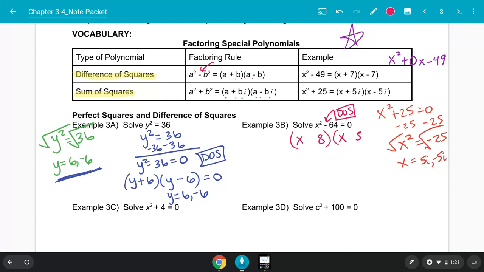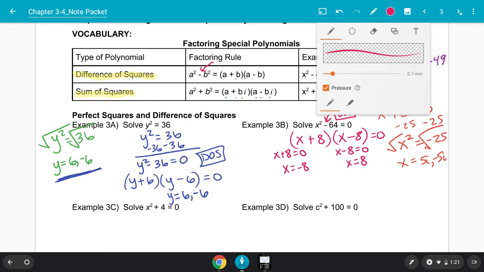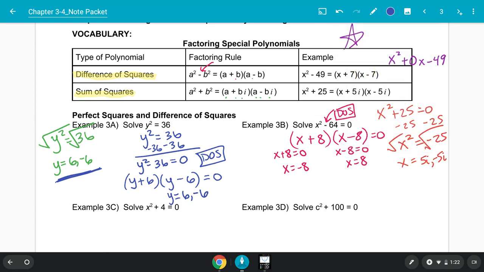x plus 8 and x minus 8, a plus and a minus. Set that equal to 0, set that equal to 0. Solve, and you get x equals -8, x equals 8. I'm a little bit lazy, so probably what I would do in that case is, again, we're trying to get x by itself.